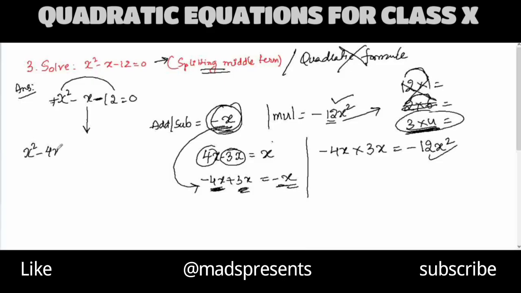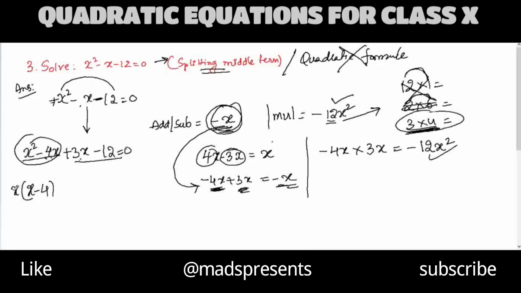Minus 4x plus 3x, and the extreme terms I'm leaving like that. See, minus 4x plus 3x is minus 1x, and minus 4x into plus 3x is minus 12x square. Perfectly matched. Now just underline and take common. What will we get common here? Only x will be common. So what is left? x minus 4.